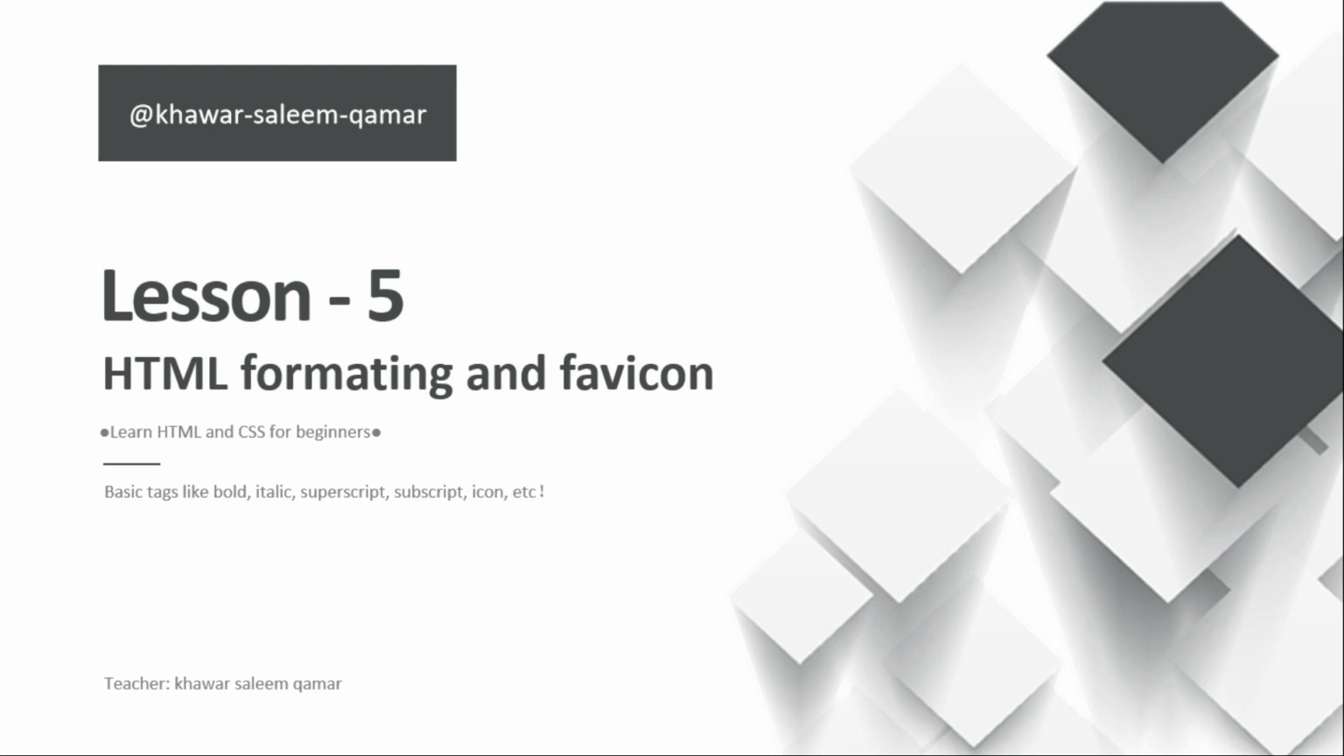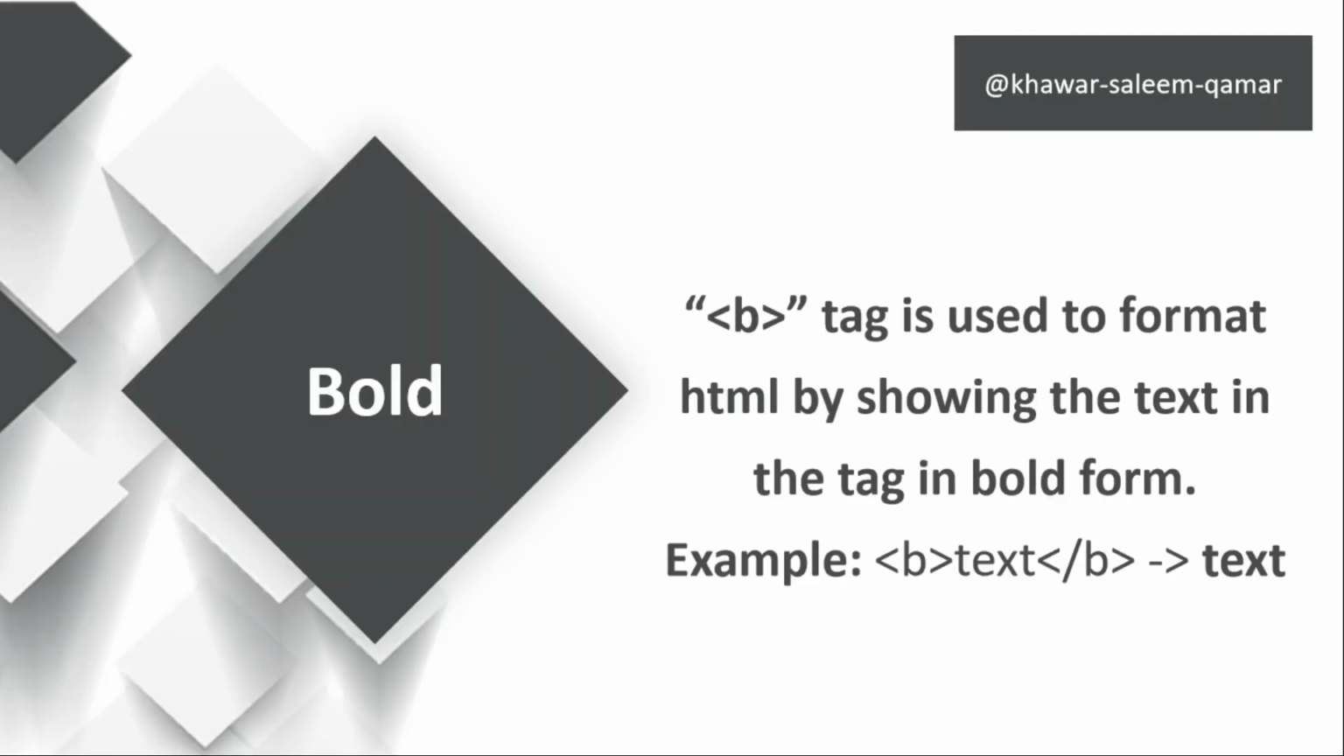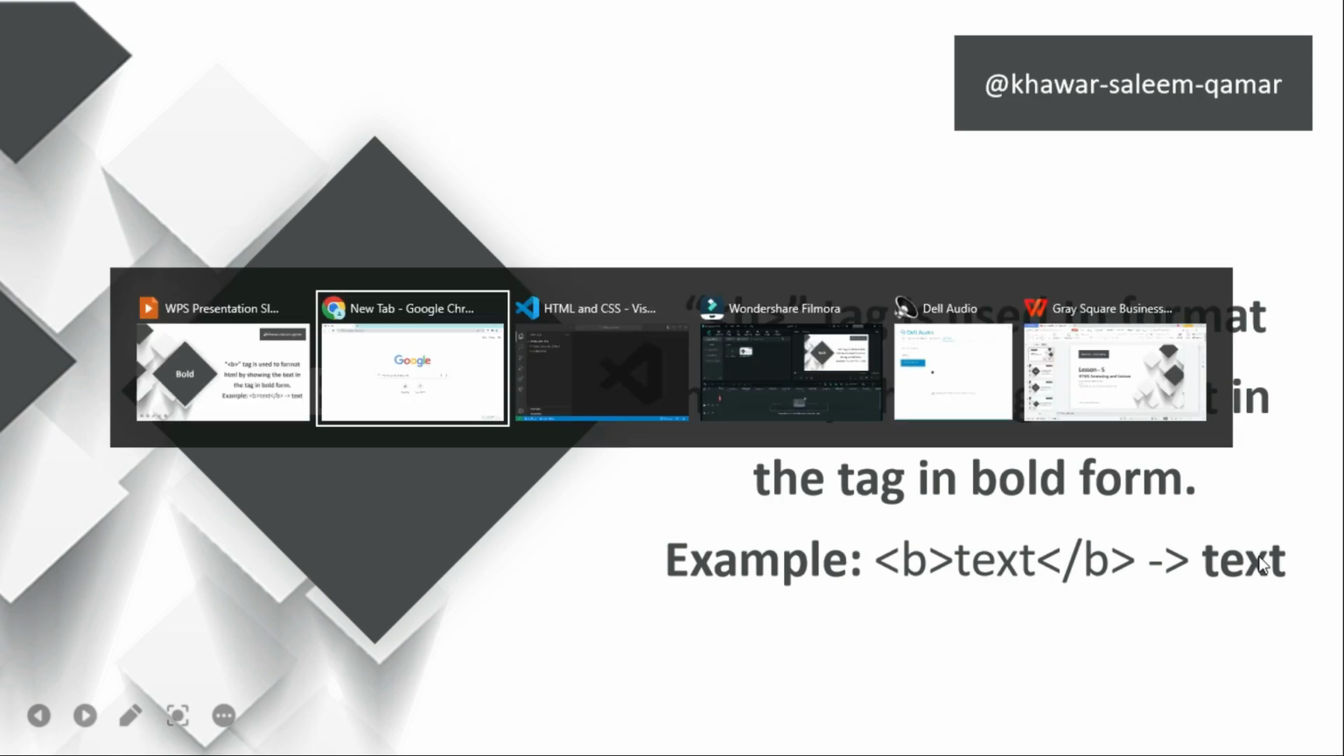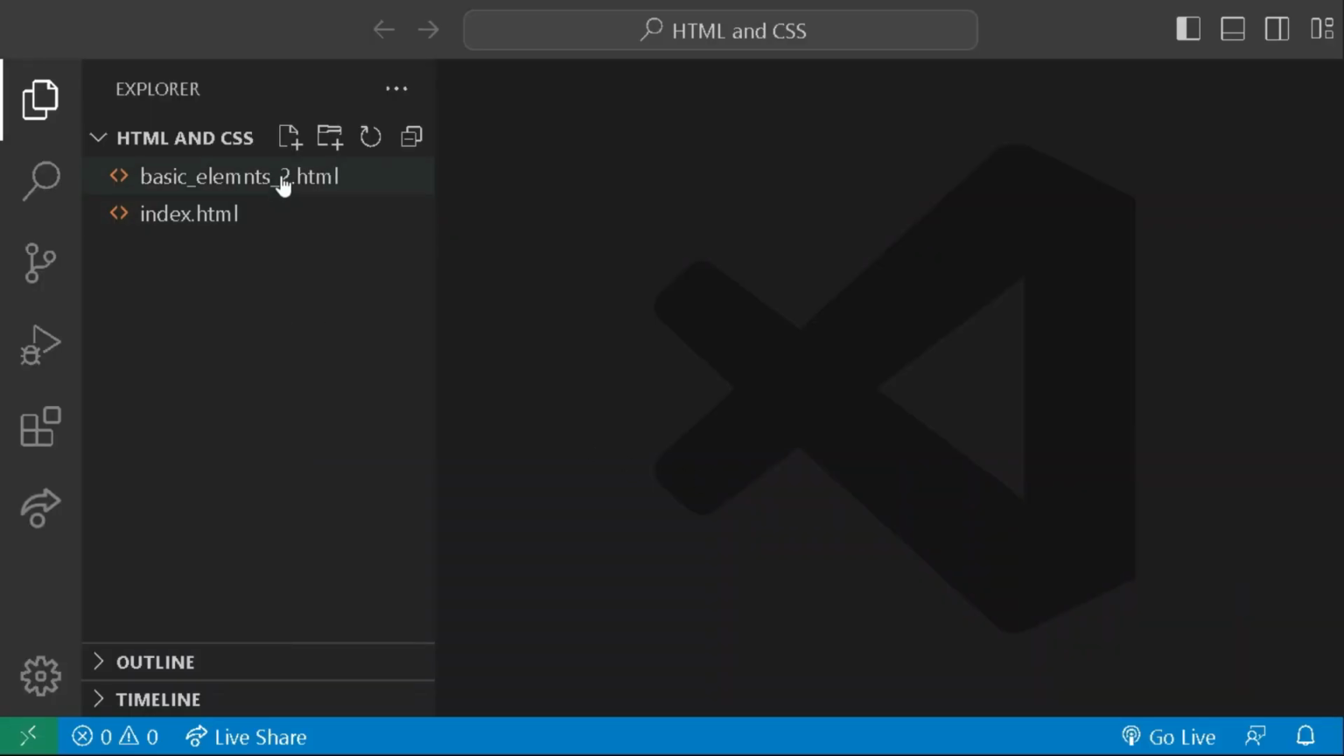So the first formatting element that we will be learning about today is the bold tag. The bold tag is specified by just the letter B. This tag will bold the text inside it, as you can see in this example as well. The text inside these tags has become bold. So let us go into our IDE and practice it.